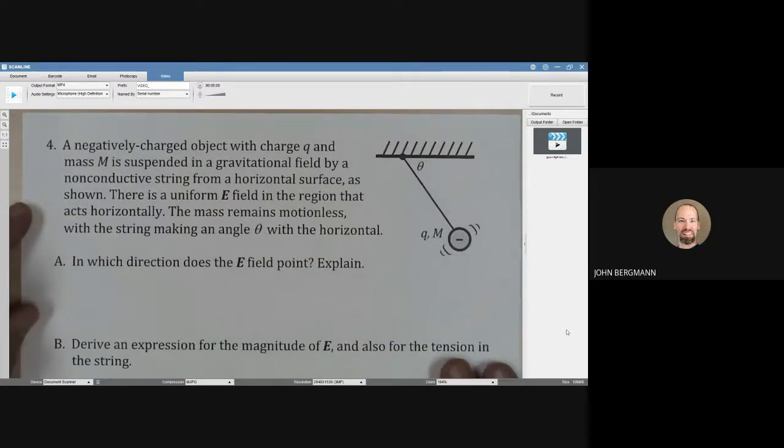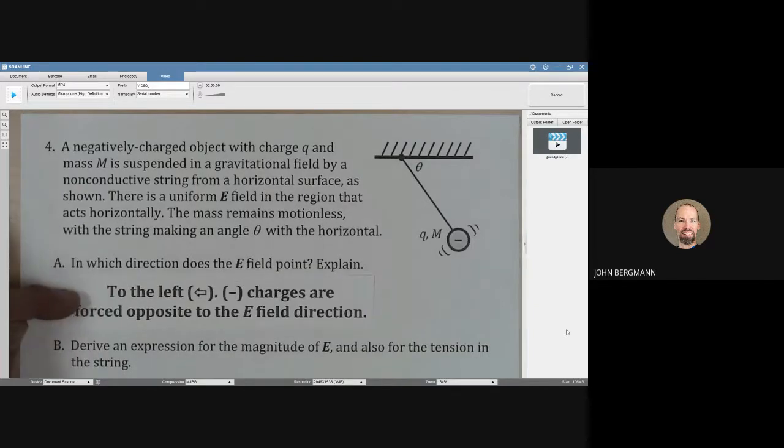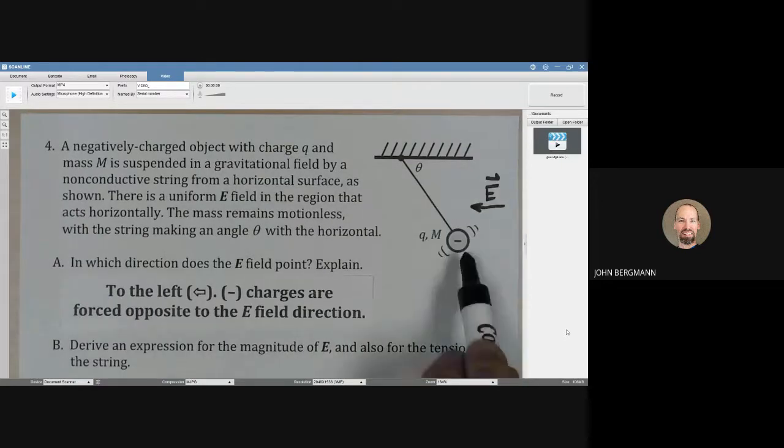Let's try another one. Here we have a negatively charged object that's in a gravity field, and it's suspended by a string, and it's just sitting there. And there's an electric field, and we want to know in what direction the electric field points. And that would be to the left. The reason for that is that negative charges are forced opposite the electric field. So you can tell by the tilt of the string that this negative charge is experiencing a force to the right. Therefore, the electric field must point to the left.